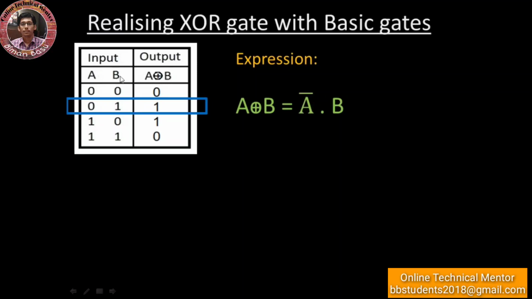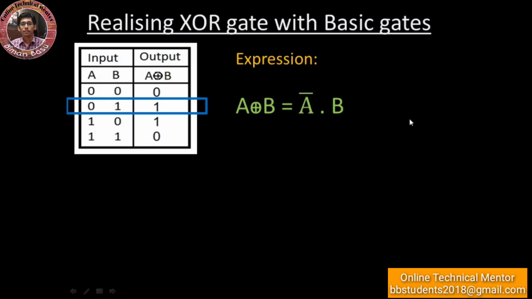And what is the state of B? It is in the 1 state. So just simply write down the variable. And since both are occurring at the same time, when A is 0 and B is 1, that's why I have written dot, that is AND. So A bar dot B.